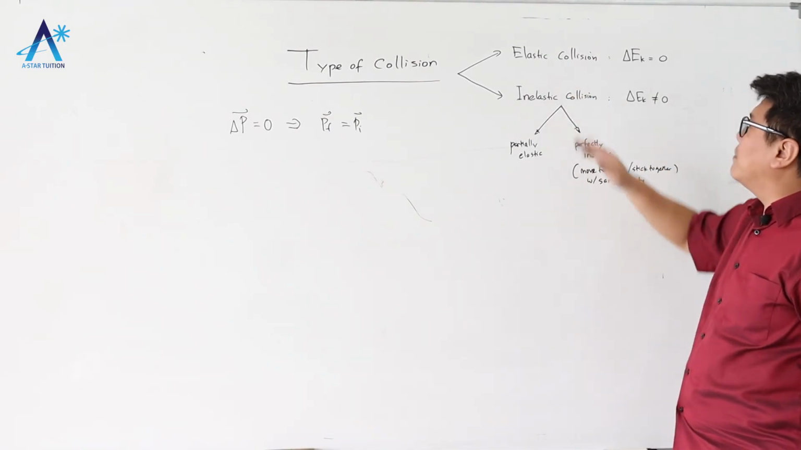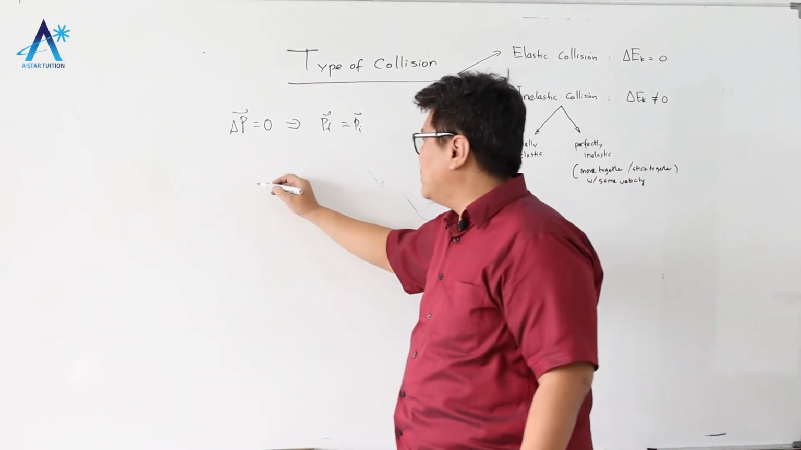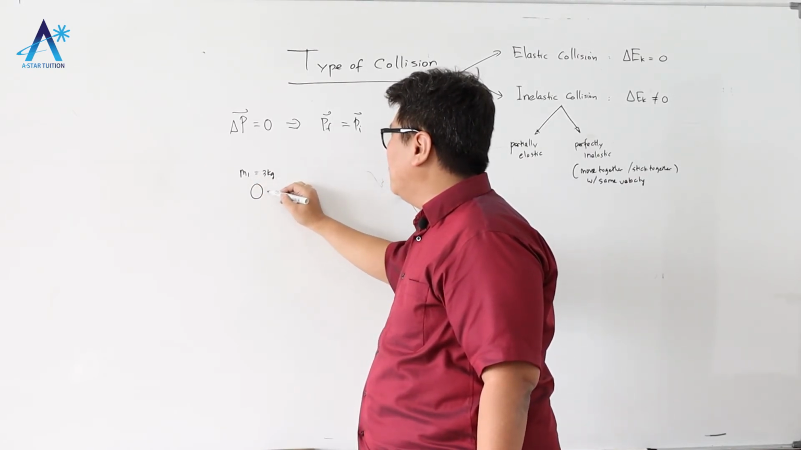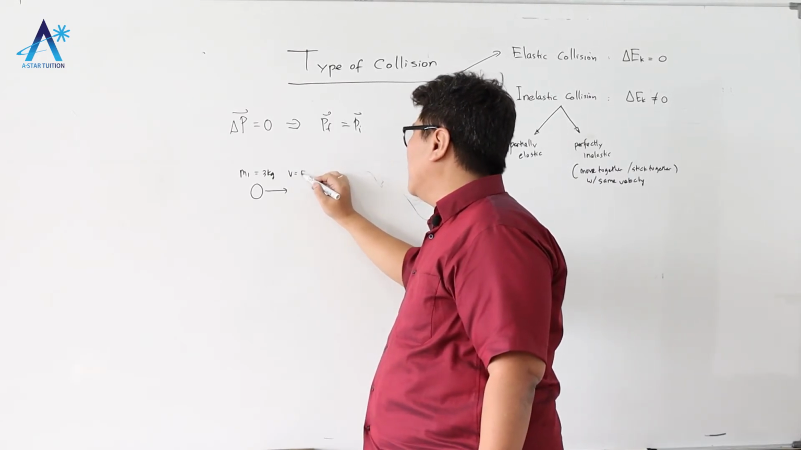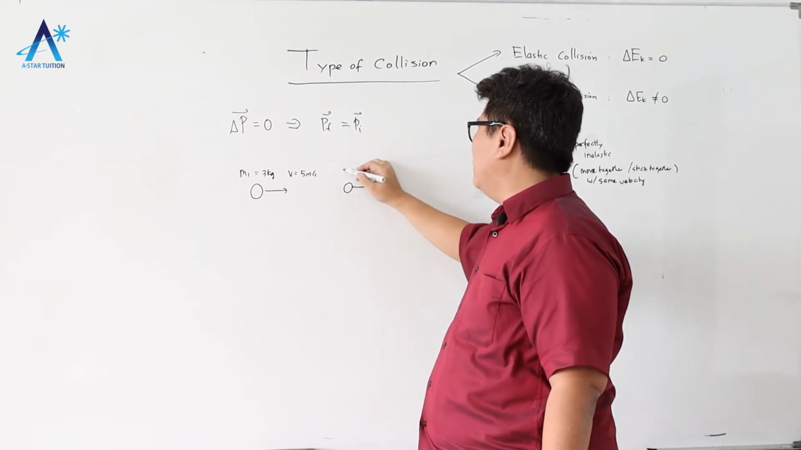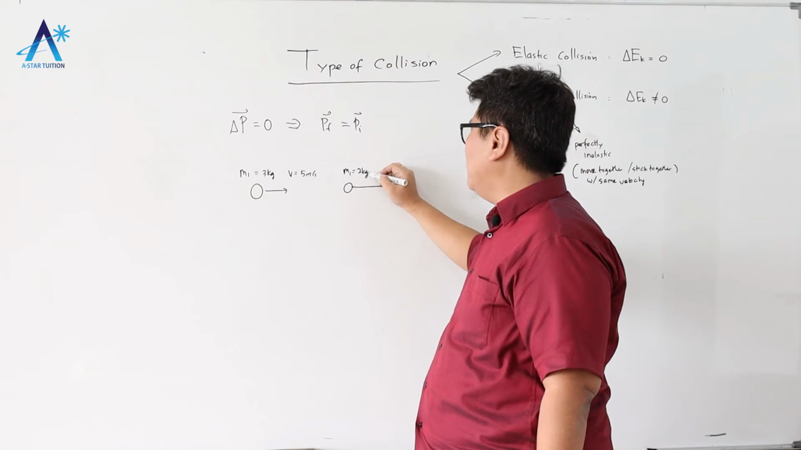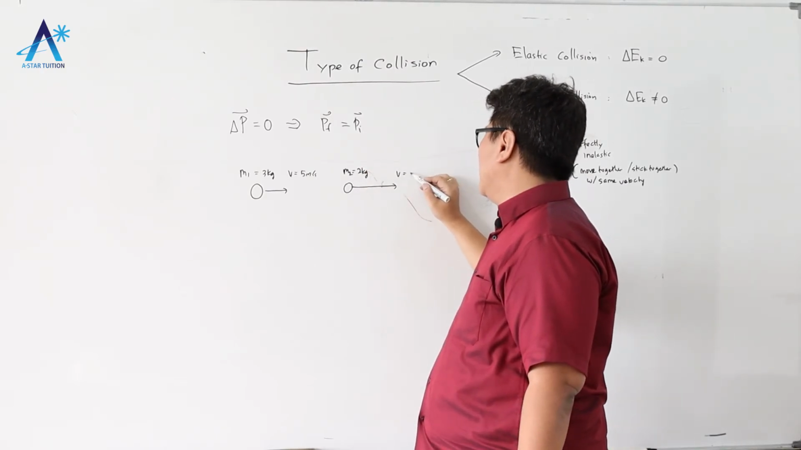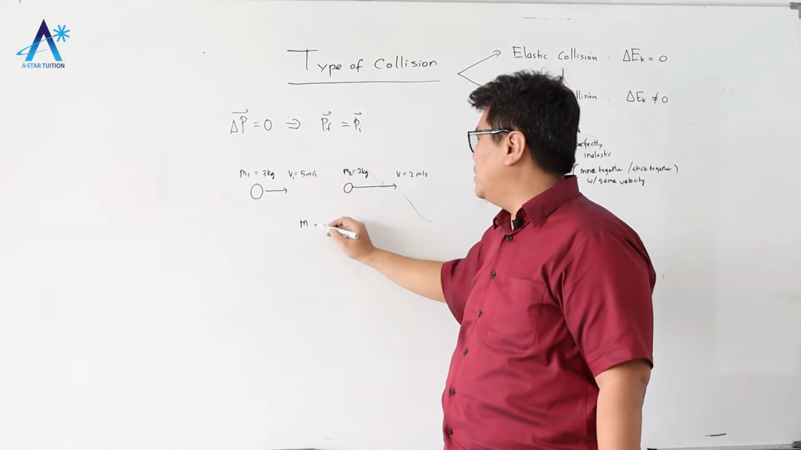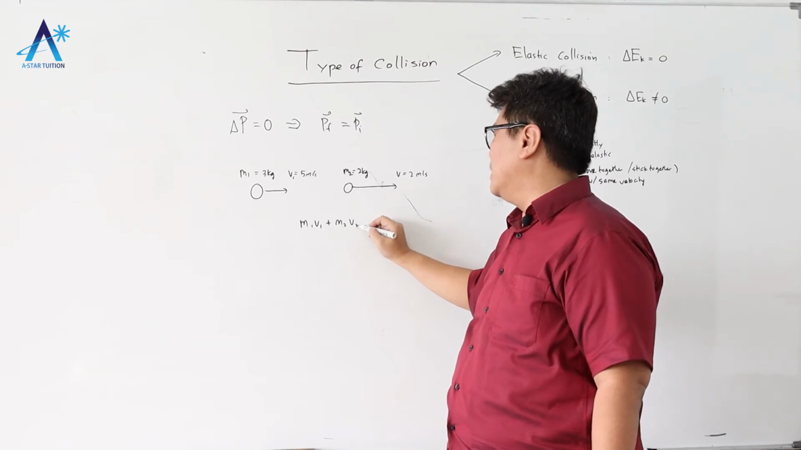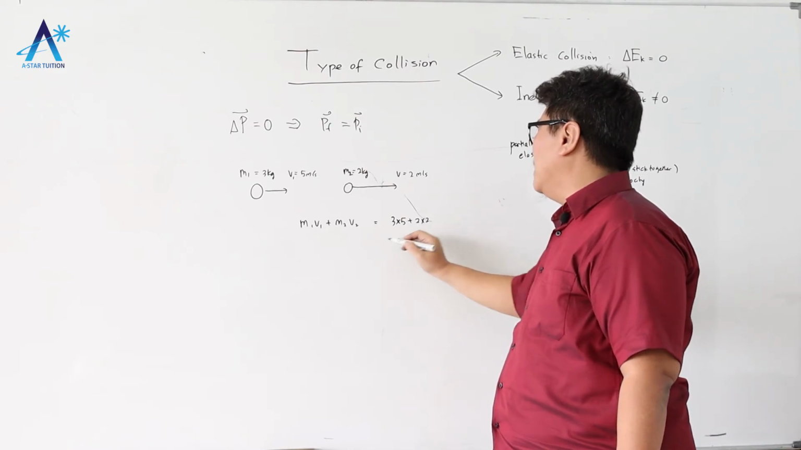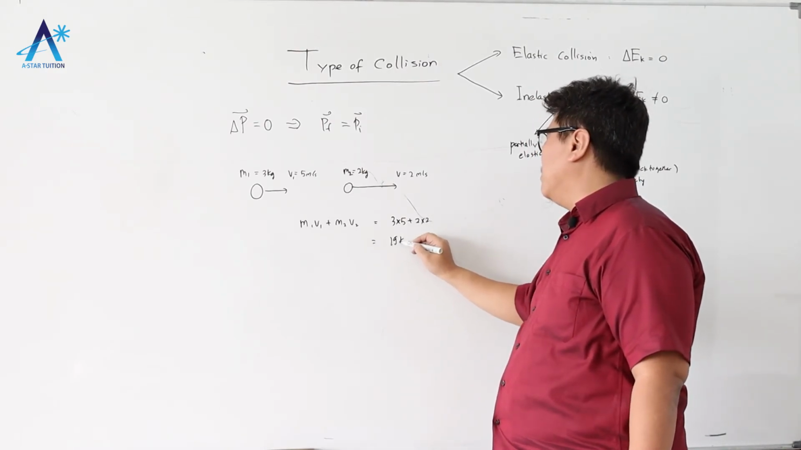Now let's look at an example for elastic collision. Suppose that you have mass 1 equal to 3 kg. It moves with velocity or speed equal to 5 meters per second. And then mass 2 is equal to 2 kg, and it moves with velocity 2 meters per second. Now we can say that the initial momentum of the system is m1 v1 plus m2 v2. That's equal to 3 times 5 plus 2 times 2. That gives you 19 kg meter per second.